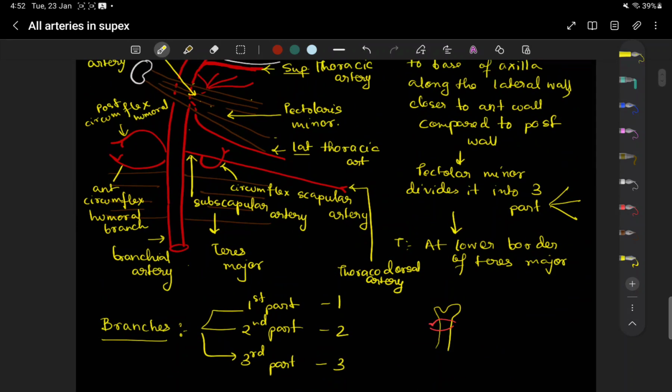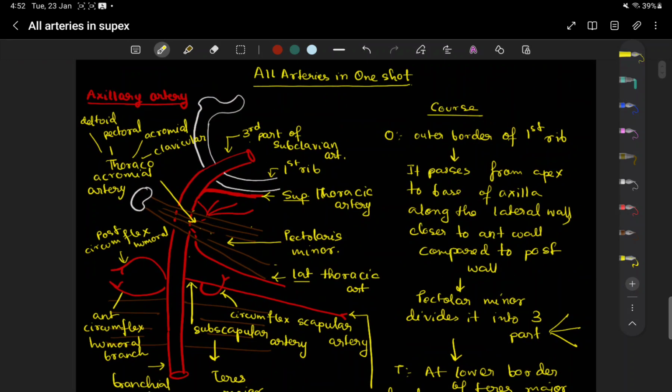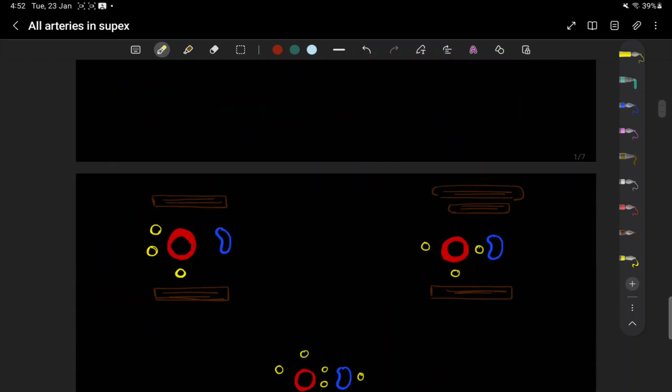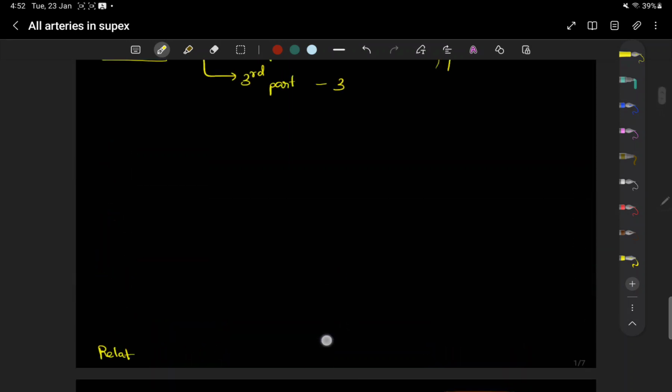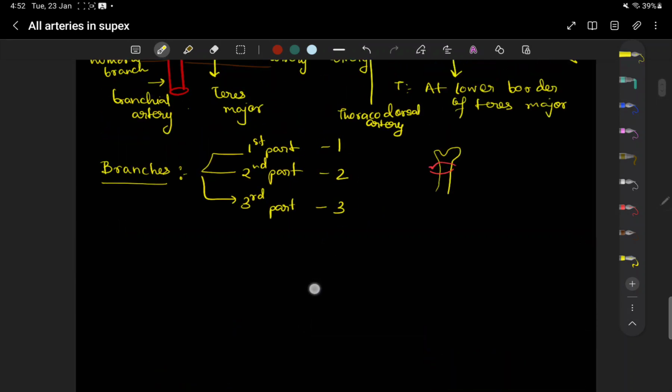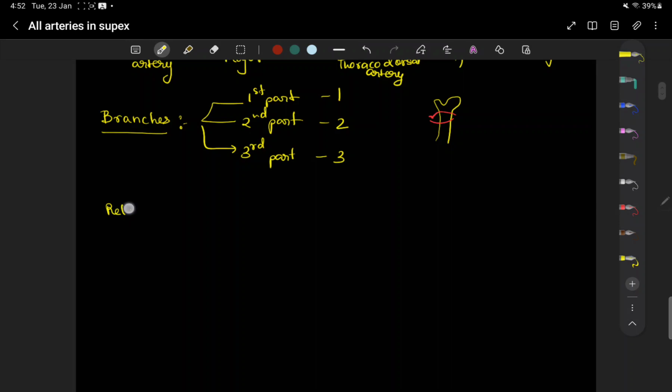Next, move on with the relations. Yes, we are done and dusted with the branches. Next, if we talk about relations, let's write it down here. Relations. Let's first mark it in the diagram, then we will write it down.